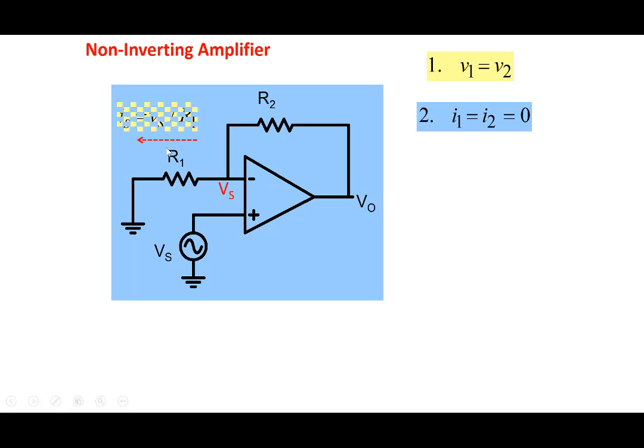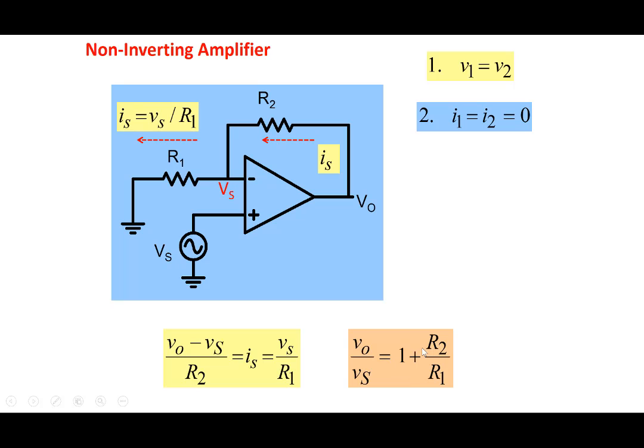So the current flowing here will be equal to Vs by R1. The same current will flow through this one, equal to Is. And then we can write V0 minus Vs by R2 equal to Is, say Ohm's law across R2. And thereby we get V0 by Vs is 1 plus R2 by R1. So we call this a non-inverting amplifier. V0 is equal to Vs multiplied by this quantity, 1 plus R2 by R1.